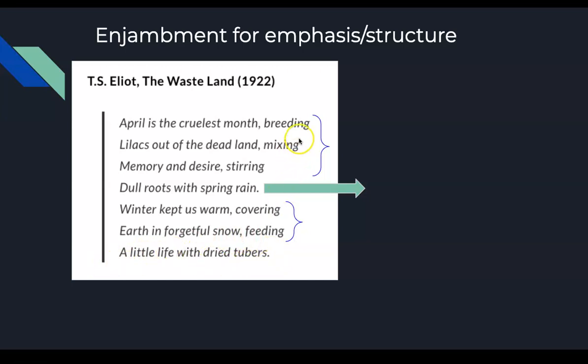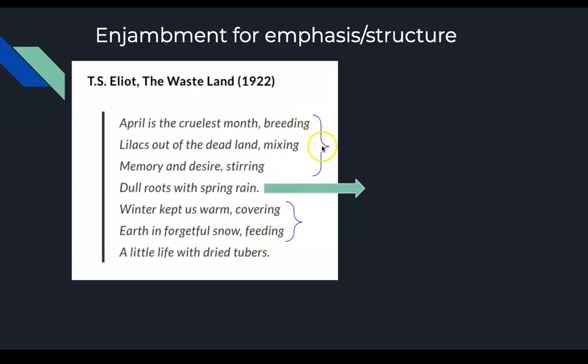Okay, so Eliot's writing about how April is sort of this gross month where it's muddy, where things are thawing and rotting and then flowers are growing out of them. And he's comparing it to winter where we got to sort of forget what was going on in the world, stay inside, be warm, look at the snow. Let's look at how he's using enjambment to help send that message.